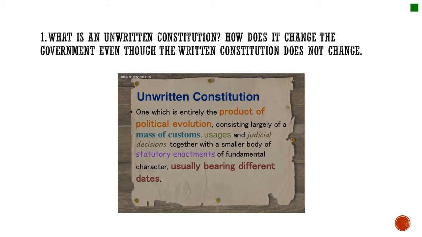You can see here what I did was I took a definition of an unwritten Constitution off the internet, and basically it says that the unwritten Constitution is the result of the evolution of customs, usage, judicial decision making, and statutory laws. You put those together and you have an unwritten Constitution.